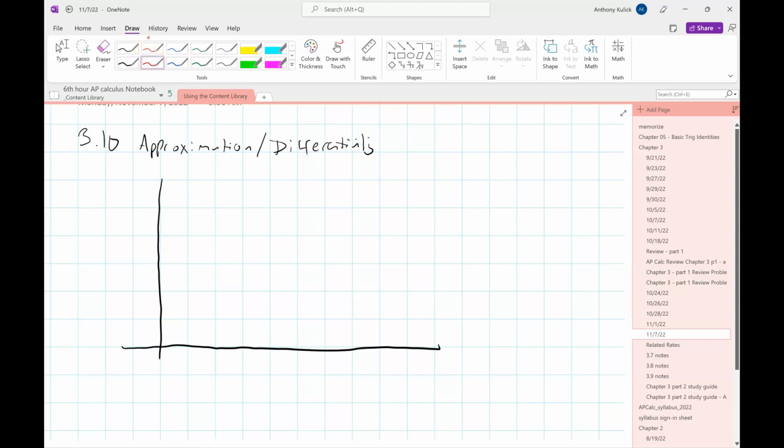So if we have a function here, we'll call this our function f of x. And let's say we have some value here. We'll call that x value a. So this point here would be the point a comma f of a, right?